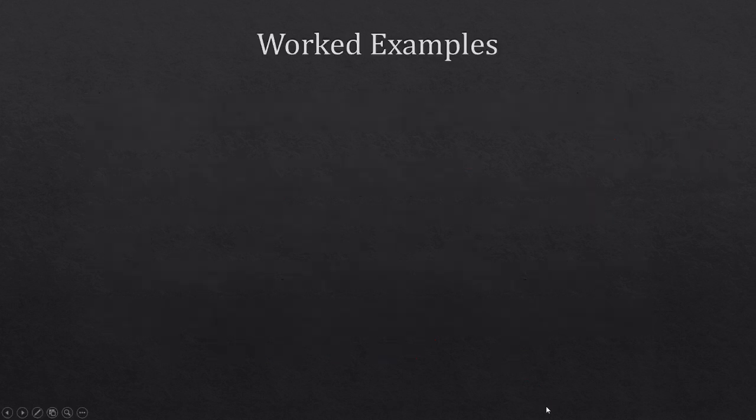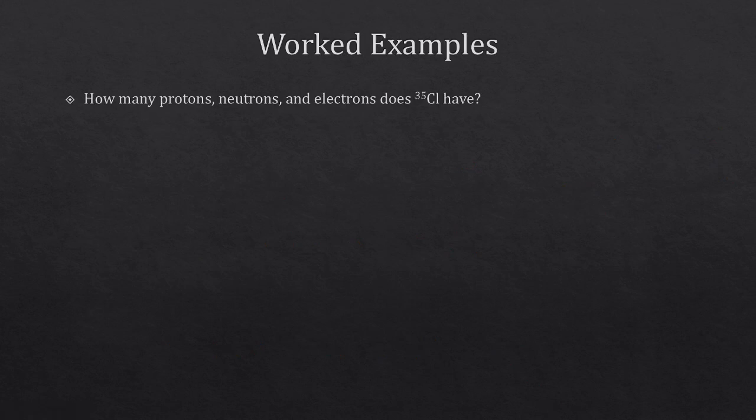So now let's look at some examples. How many protons, neutrons, and electrons does chlorine 35 have? So this is the way I can help ask you to solve problems. Now there's one more step I have to show you before you can actually solve this question: how do I know how many protons I have? Well, it comes from the symbols.